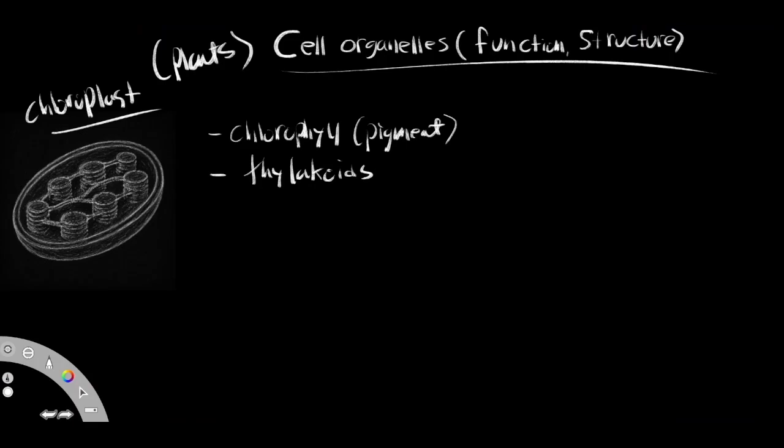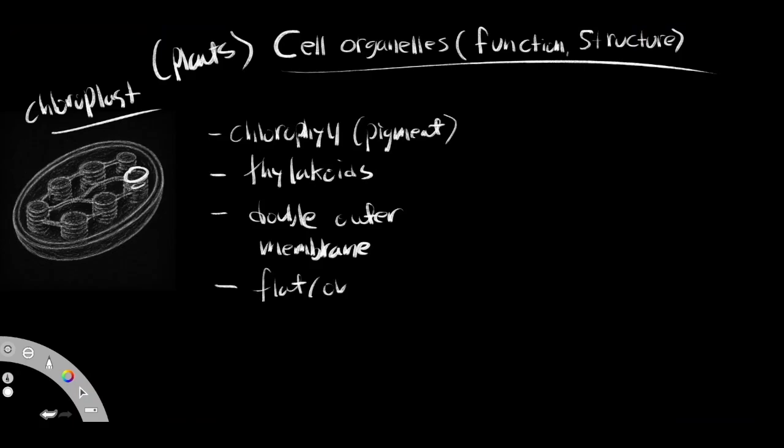It's very, very important when we get to photosynthesis, because obviously without chlorophyll within that chloroplast, photosynthesis would not be able to occur. Particularly when we get to the light-dependent phase, the thylakoids are very, very important. It has a double outer membrane, and it's flat discs or oval, okay? Like I said, this is where photosynthesis occurs.